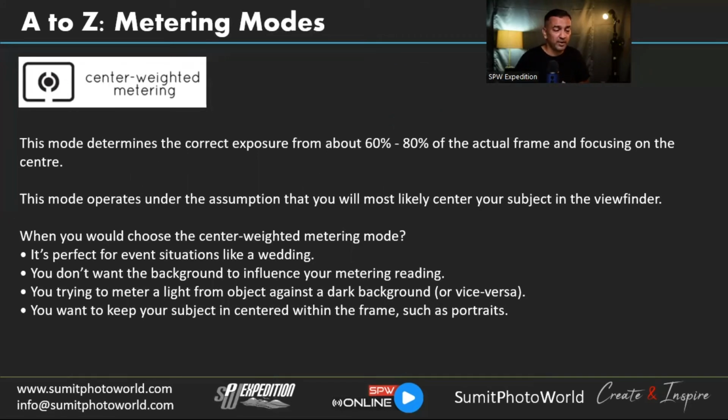You don't want the background to influence your metering reading. The same applies when you are trying to meter a light object against a dark background or vice versa. So again, we are working with different contrast lighting conditions. You want to keep your subject centered within the frame, such as in portraits. Most of the time when we are taking portraits, we are using center weighted metering, and you want most of the calculations coming from the center, so there will not be much compromise, and we'll see better results.